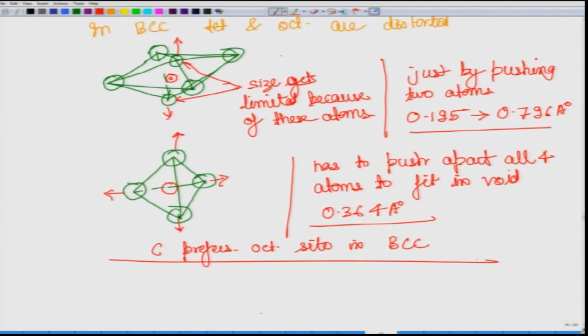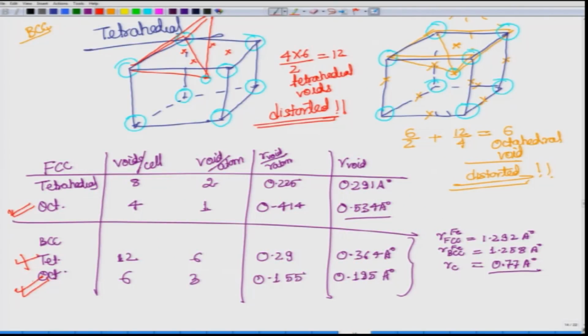Okay. Now, let us come back to which one. So, we have understood one aspect, which is when we said that octahedral voids would be preferred. So, now we understand why. Now, the second aspect we need to understand is which one will the carbon atom sit more preferentially.